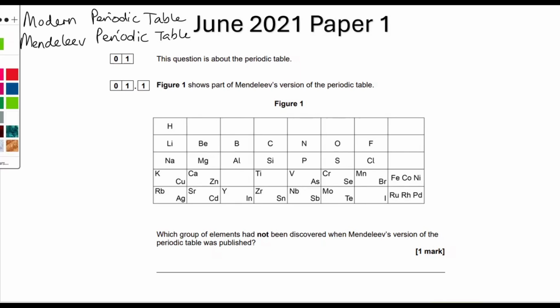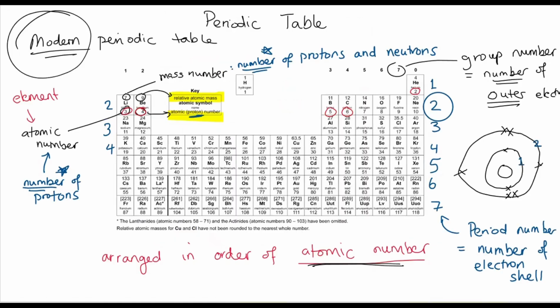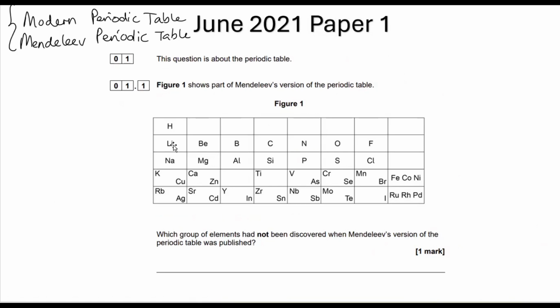Right, so this question is about the periodic table. Figure 1 shows part of Mendeleev's version of the periodic table. Which group of elements had not been discovered when Mendeleev's version was published? If I go back to that lesson, in our modern periodic table we had the metals, the non-metals, and the noble gases. Here we've got lithium, beryllium, boron, carbon, nitrogen, oxygen, and fluorine, but we don't have those noble gases. Noble gases were not discovered at that time.